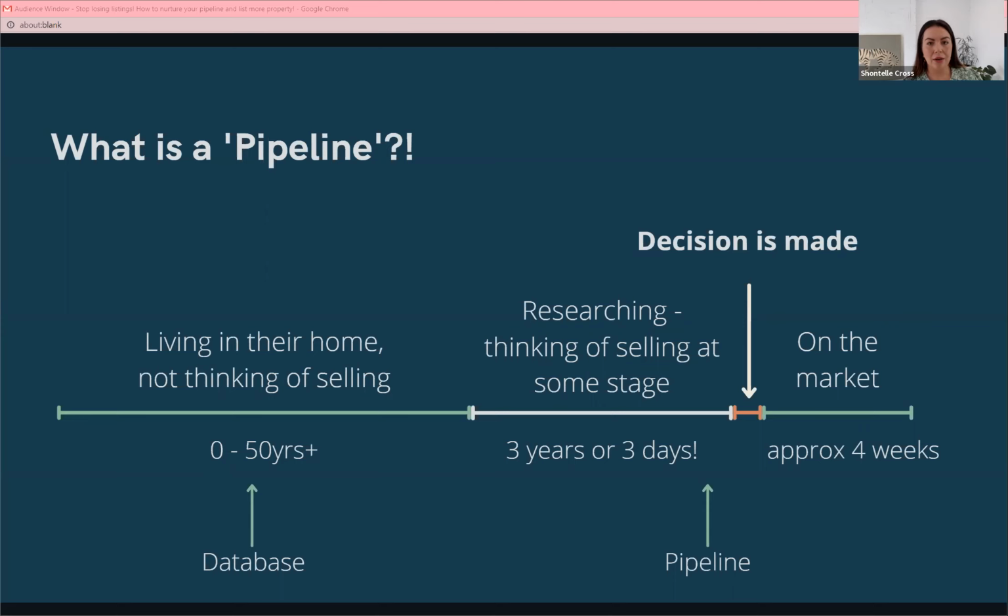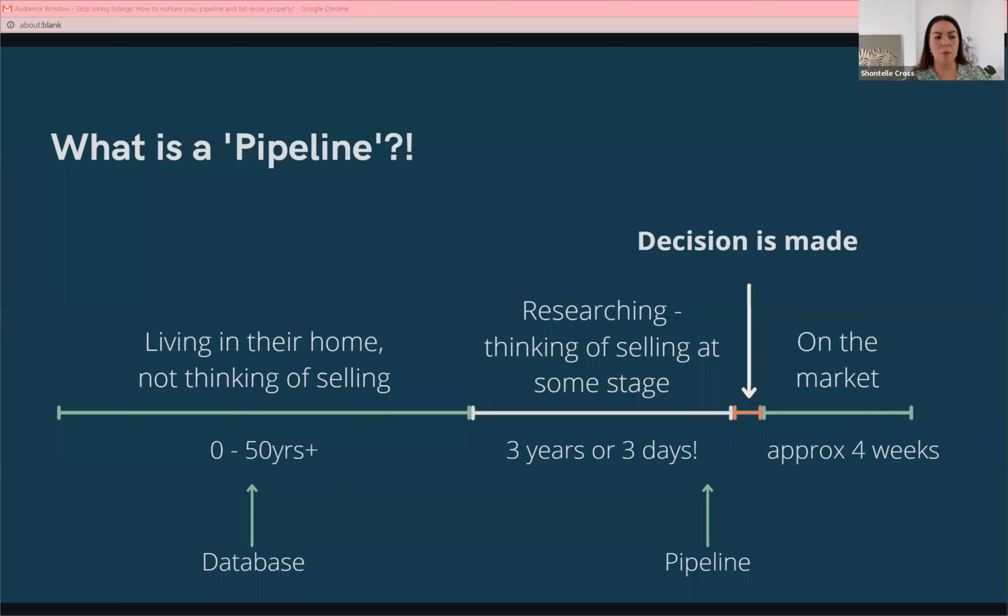So we've sold properties for people that have lived in their homes for 70 years. So the time that they live there can be flexible. But as soon as that client indicates to us that they are thinking of doing something and they might be thinking of coming to market, whether it be in 2 months or, like I say, 2 years, that's when that client becomes a pipeline client.